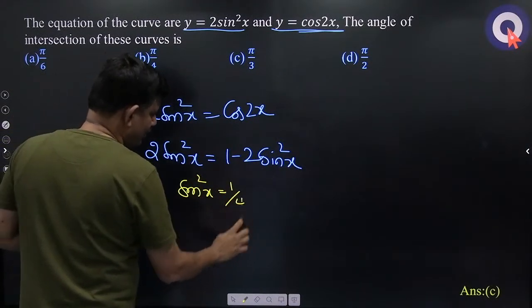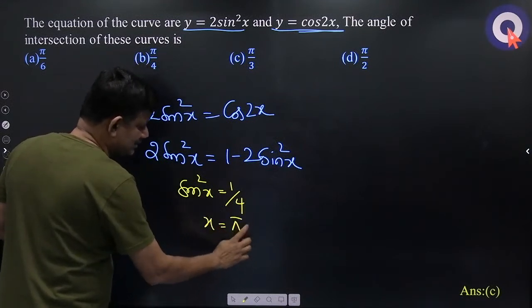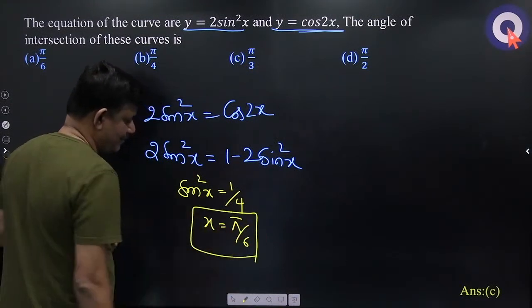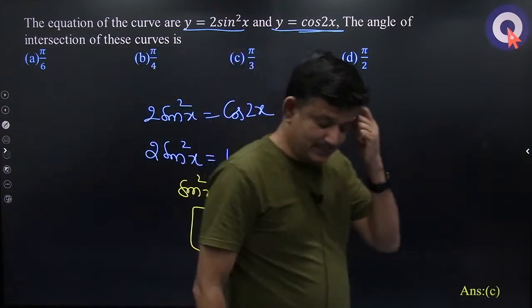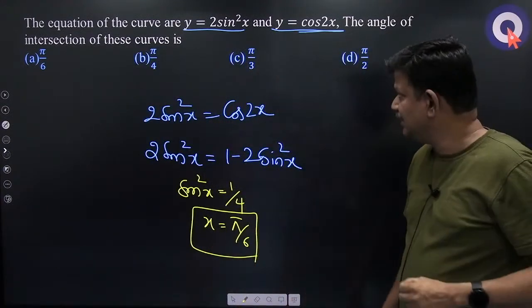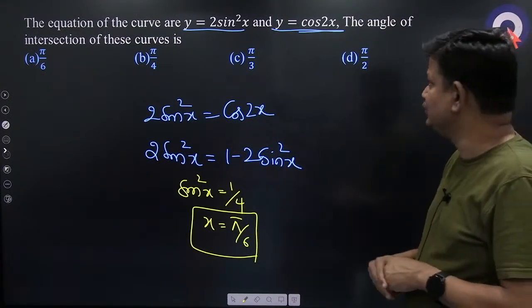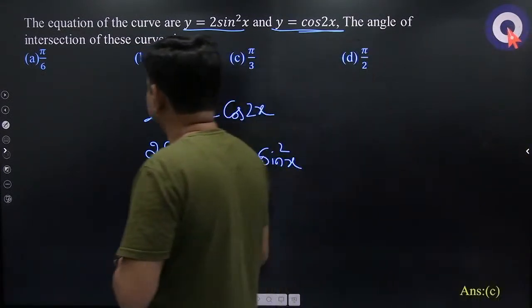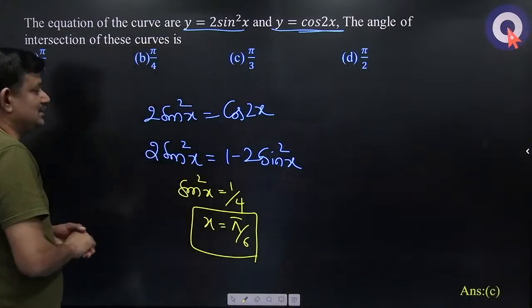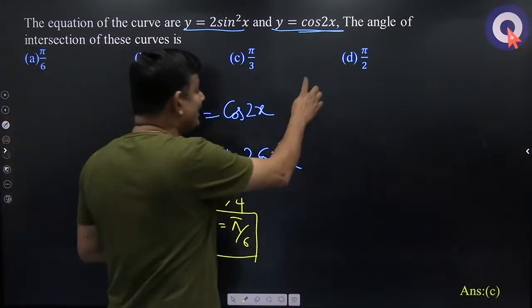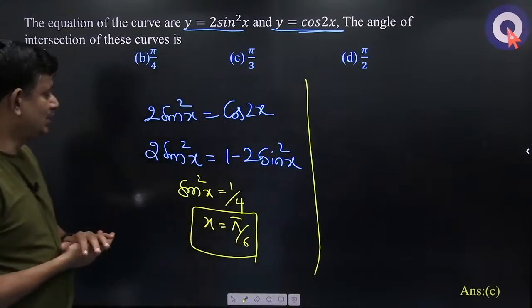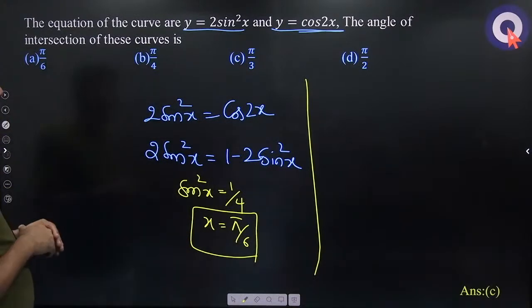1 by 4. Our one point of intersection is x is equal to pi by 6. Sin x is half is one point of intersection. Then sin x is half, pi by 6. That is your point of intersection. At the point of intersection, he is asking you to find the angle of intersection.